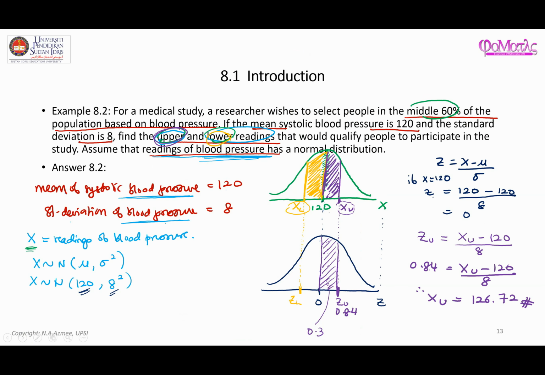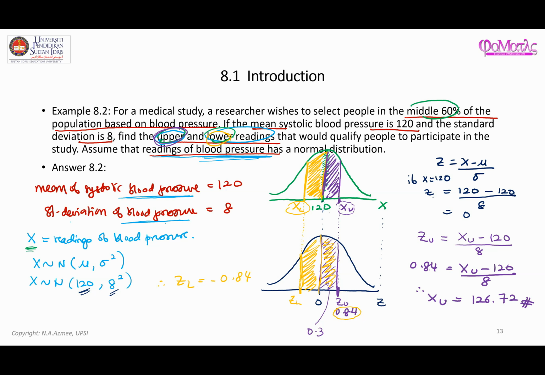Or maybe I don't have to use that table at all, because let's not complicate the process. You see, ZU is 0.84, and because it is symmetric, this is 30%, and from this point to this point is also 30%. Therefore, ZL is going to be negative 0.84. It is symmetric.